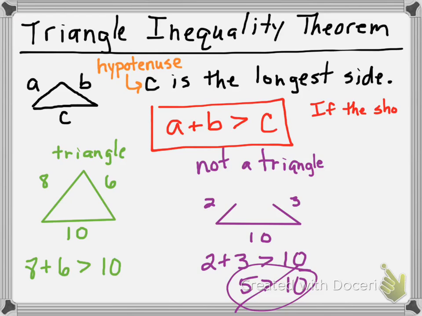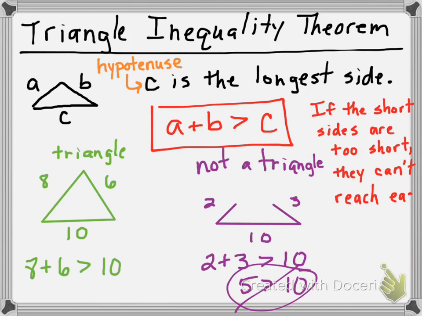Basically, what it says is that if the two short sides are too short, then they can't make a triangle. A and B together have to be longer than C. Otherwise, they're not going to be able to reach each other, because they have to start on the opposite sides of C. So they've got to be long enough to reach each other, which means longer than C.